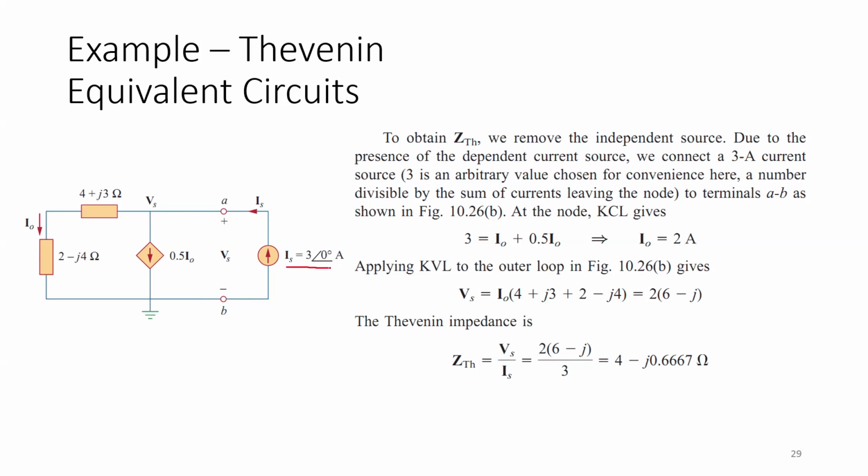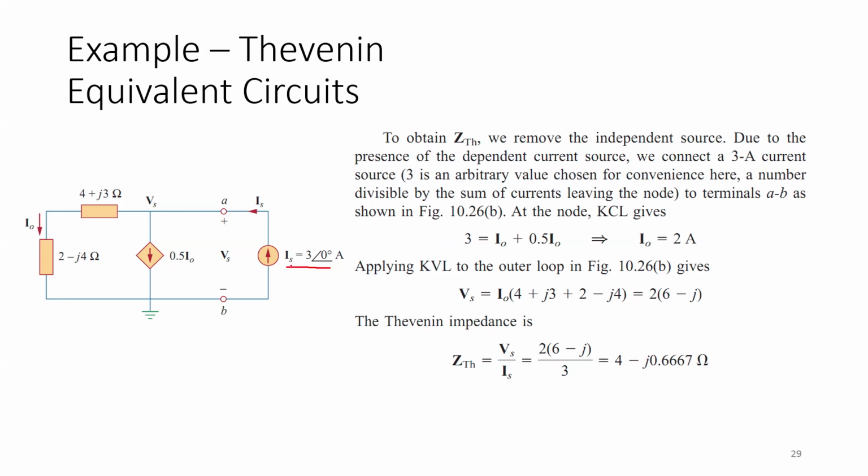And the value of this current or voltage source is not fixed. It is arbitrary. We can take any value of Is. For example, in this case, it's 3 angle 0 ampere. We can take it like 100 angle 30 or 20 angle 90 or whatever. So it is not any problem if we take different values, and shortly we will see how this will not affect the result.